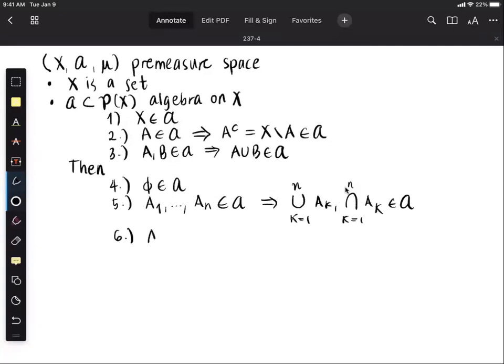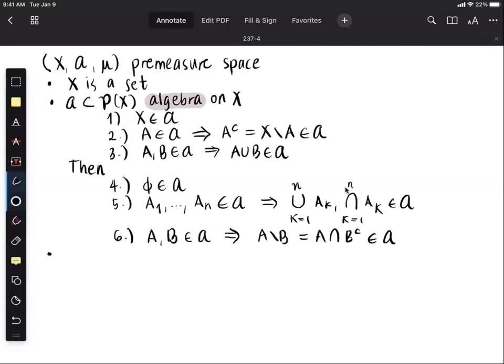And finally, applying the fifth property and the closure with respect to complementation, if I have two elements in the algebra, then the difference, which is basically the intersection of A and the complement of B, must also be in the algebra. So that is what we mean by an algebra.